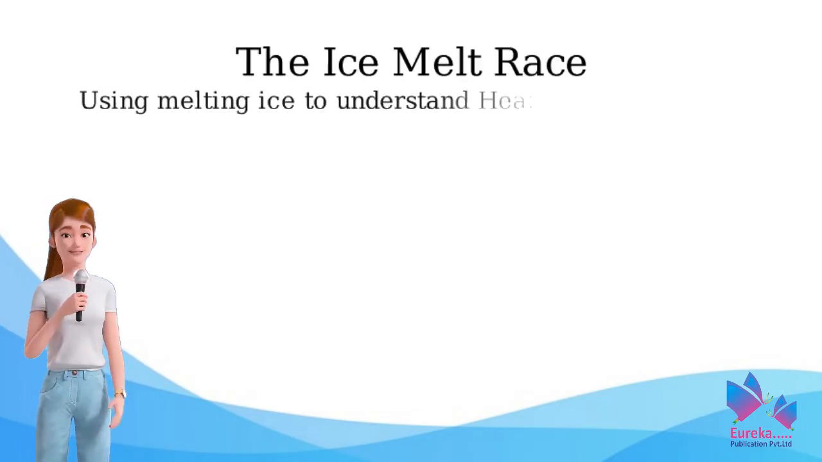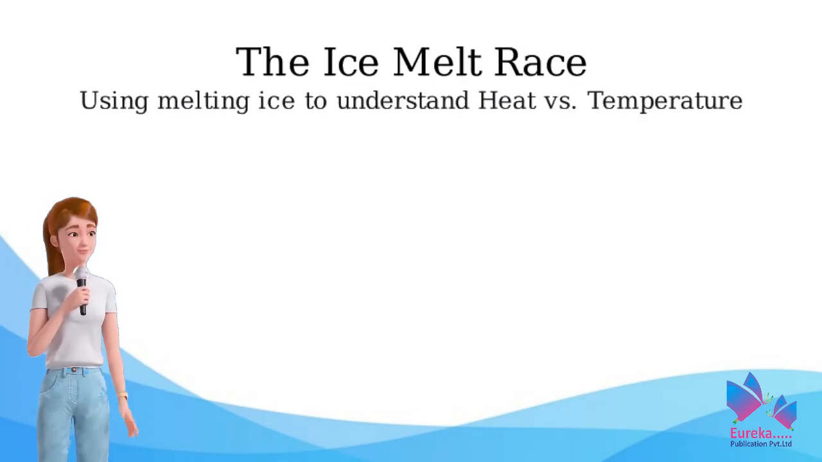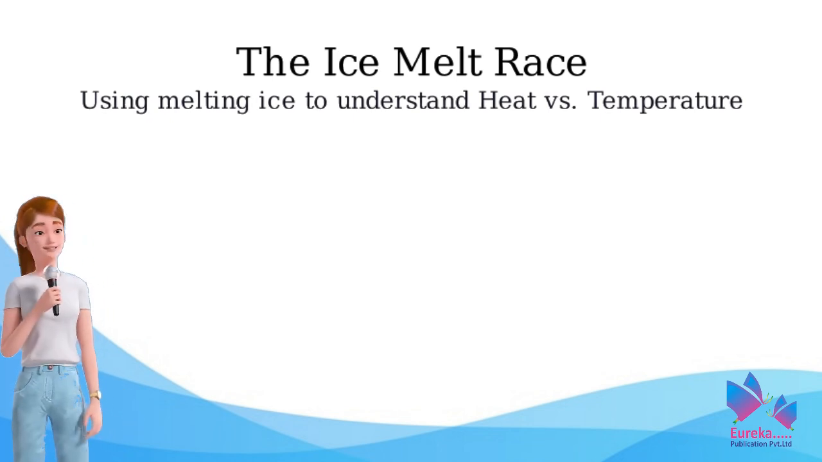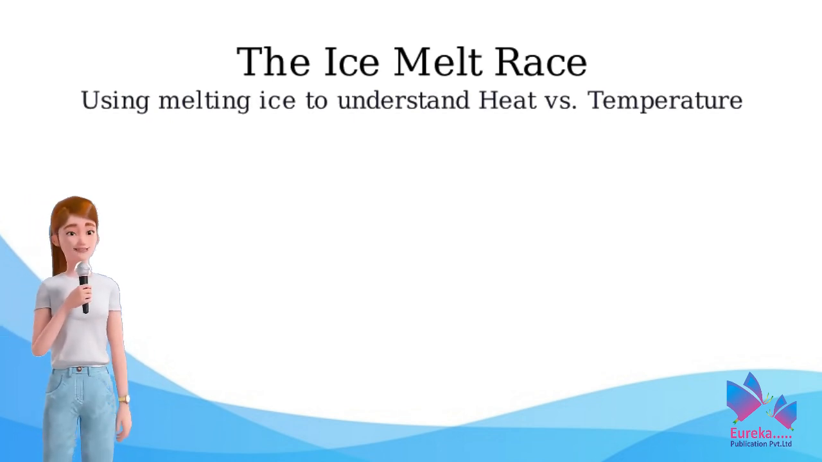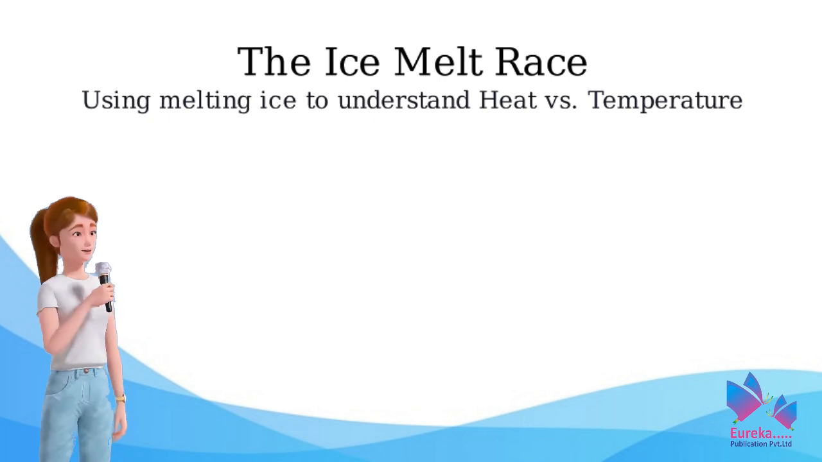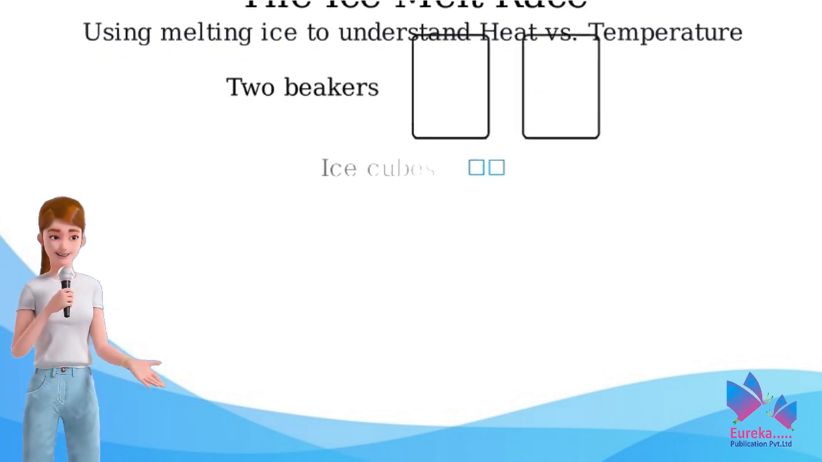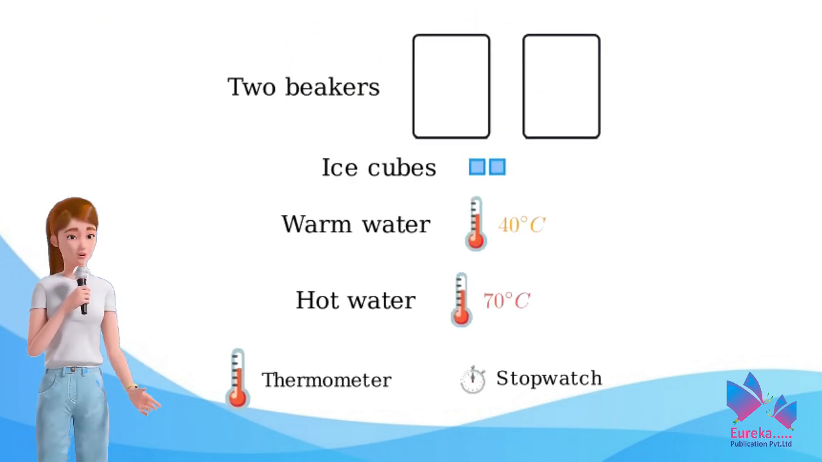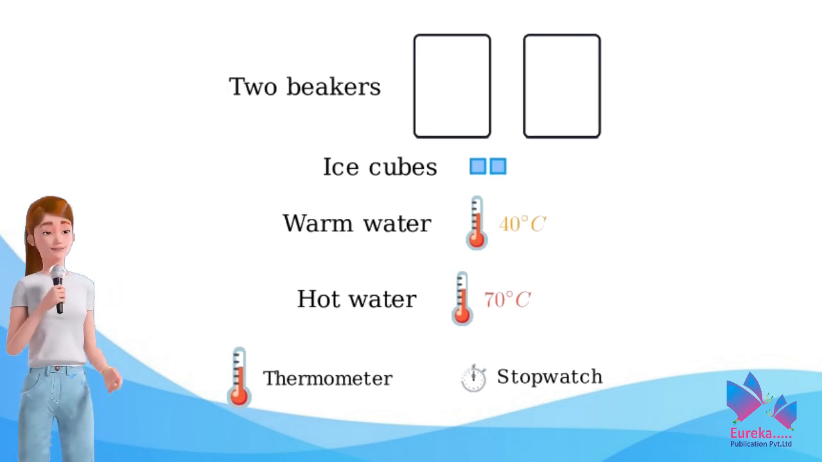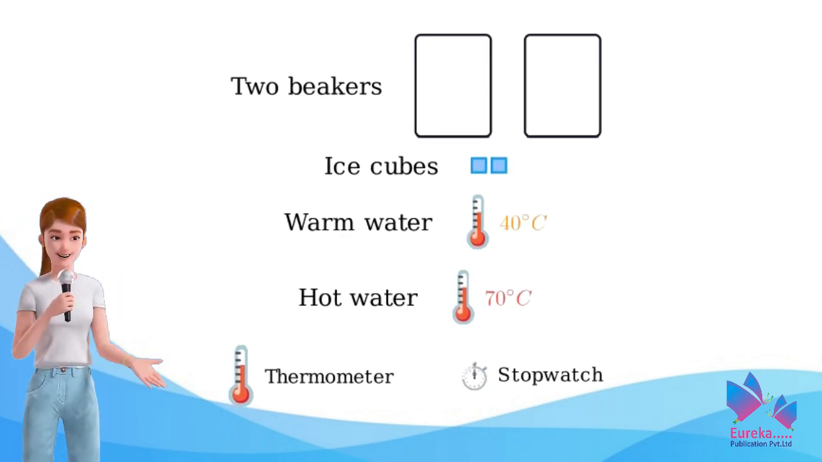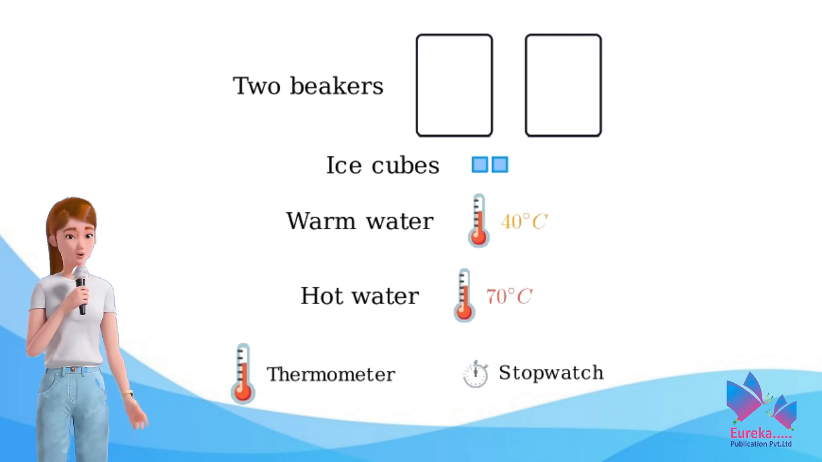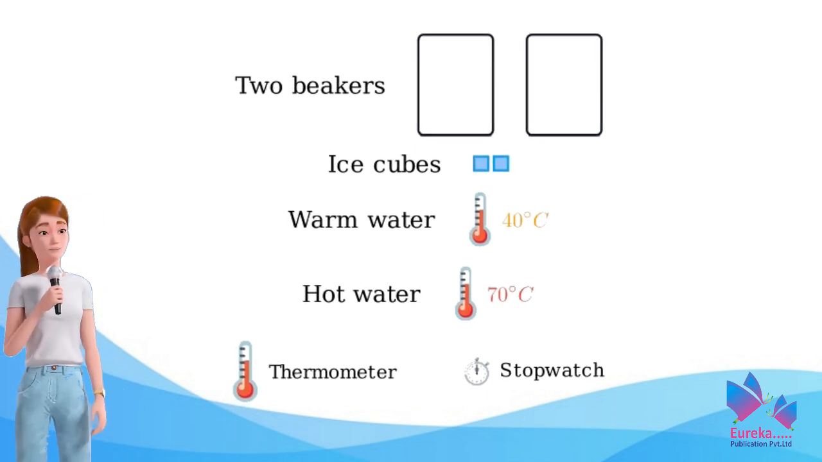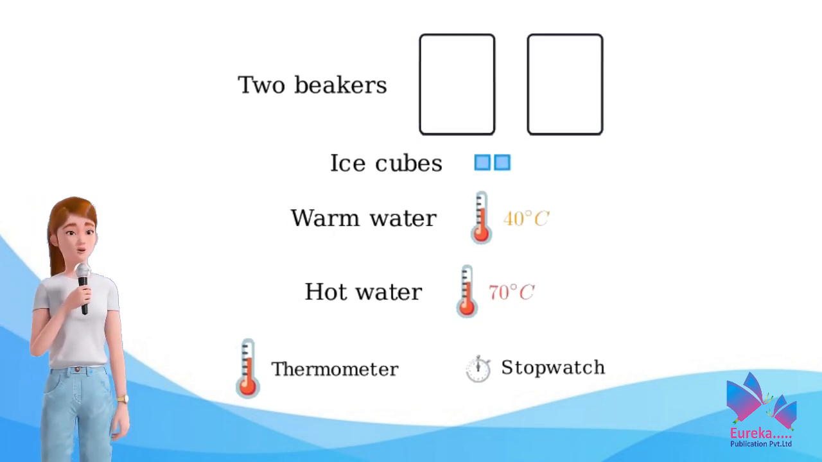Welcome to the ice melt race. In this short experiment, we will compare how fast ice melts in warm water versus hot water, and then use it to build a deep intuition for heat and temperature. Materials we will use: 2 identical beakers, ice cubes, warm water at 40 degrees Celsius, hot water at 70 degrees Celsius, a thermometer, and a stopwatch.